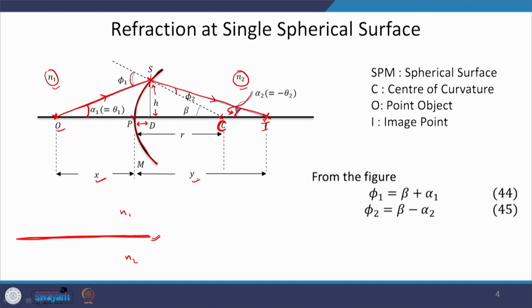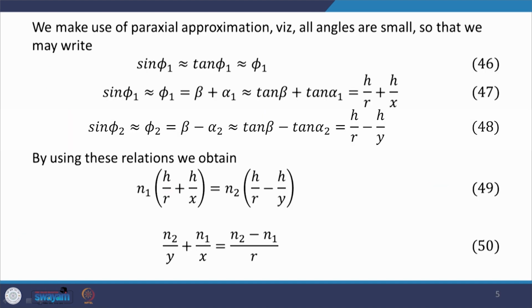Okay. Now, we will apply some geometry in this figure, and from the figure we can see that phi 1 is equal to beta plus alpha 1, and similarly phi 2 is equal to beta minus alpha 2. This phi 1 is an exterior angle, and therefore it would be equal to beta plus alpha 1, and similarly phi 2 is equal to beta minus alpha 2. Once this is known, we will now exercise the paraxial approximation.